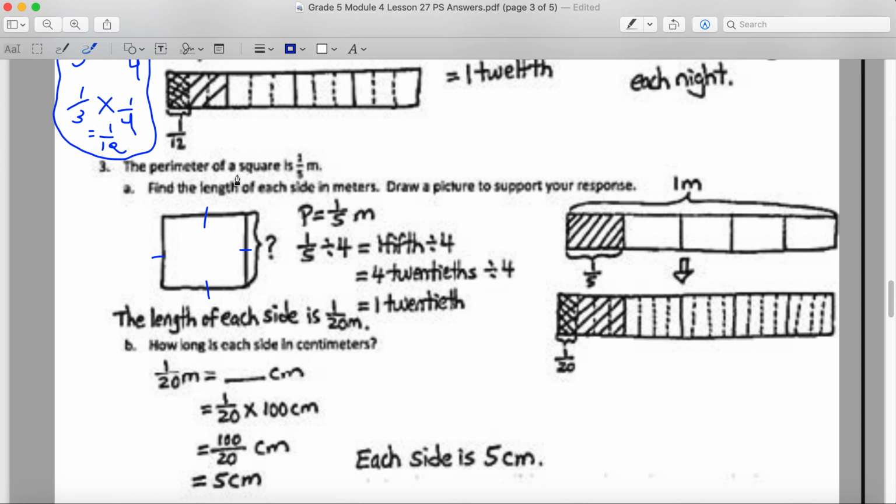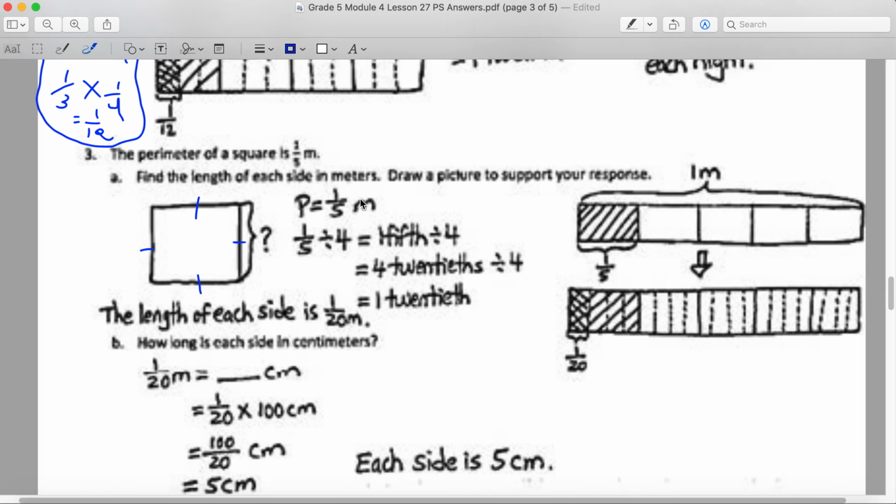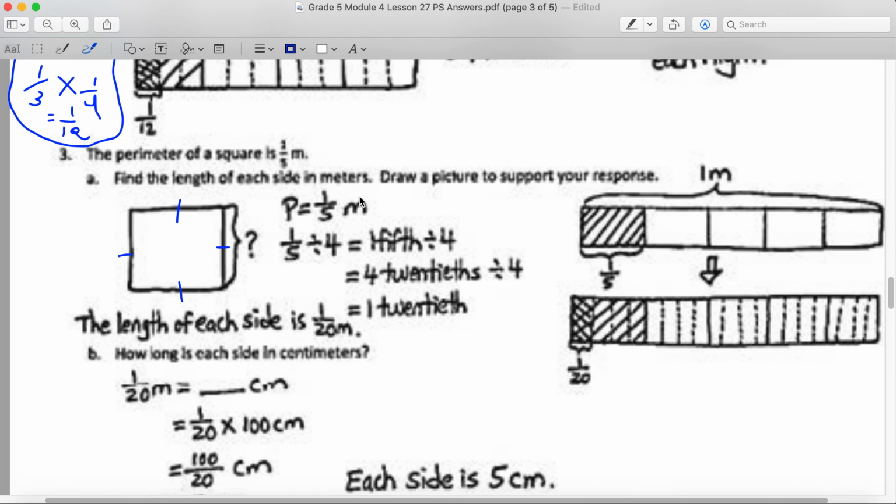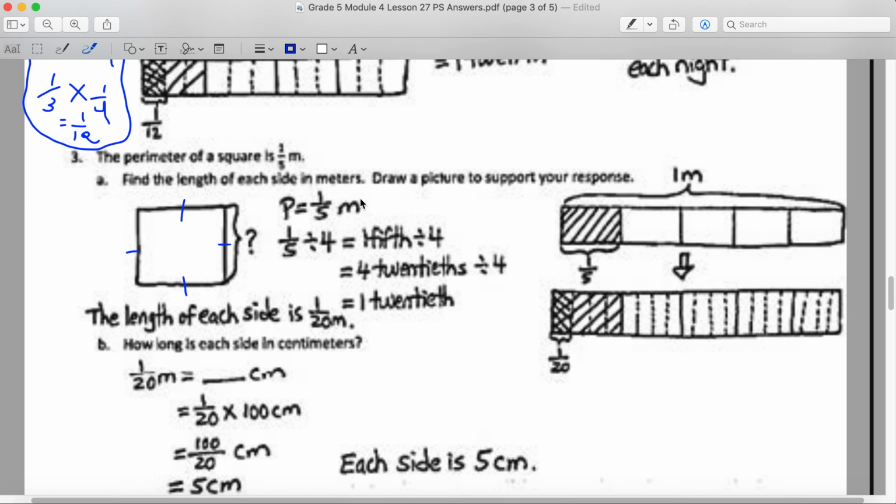It says the perimeter of a square is, I think that's 1/5. Oh, Dr. Milo can't see that. I think it's 1/5. Okay. The perimeter of a square is 1/5 meters. So they wrote that here. The perimeter is 1/5 meters. Okay. 1/5 of a meter. All right. It says find the length of each side in meters. Draw a picture to support your response.